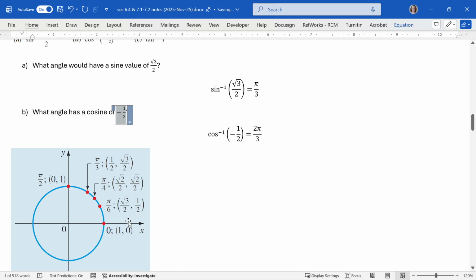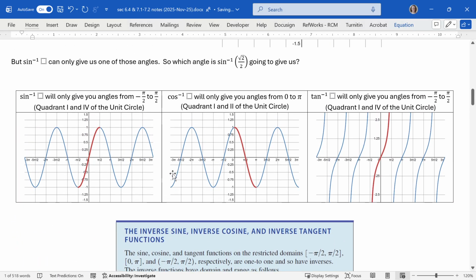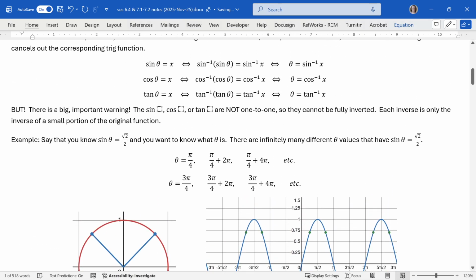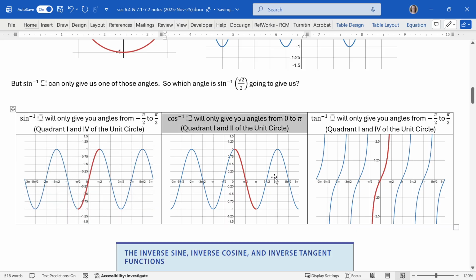I'm just going with the ones that are in the right quadrants for how we talked about the parts of the function that were inverted up here and what range the answers can come out in. Okay, so sine inverse is in angles in quadrants 1 and 4. Cosine inverse is in quadrants 1 and 2.